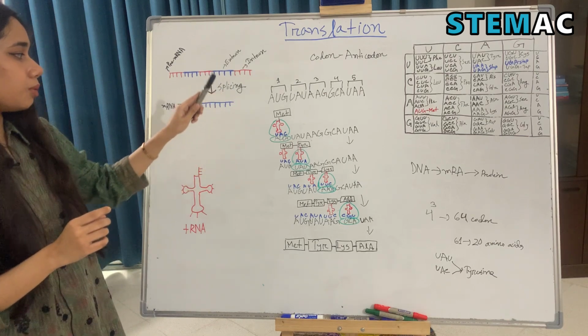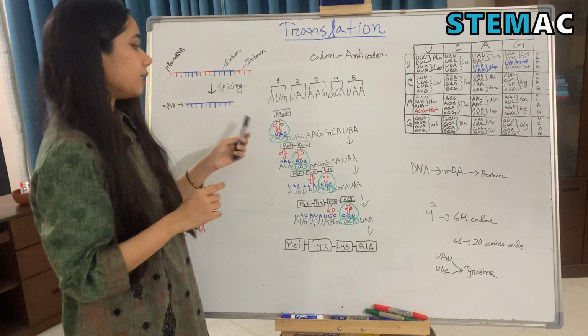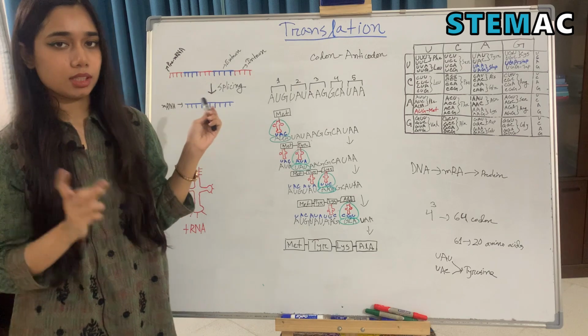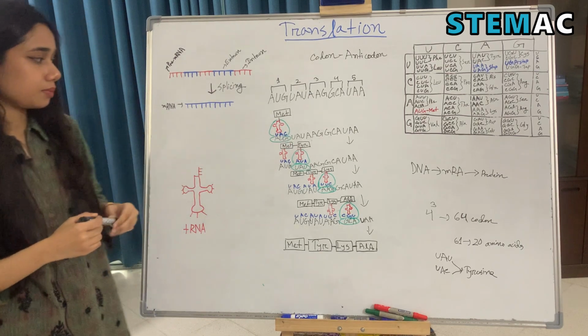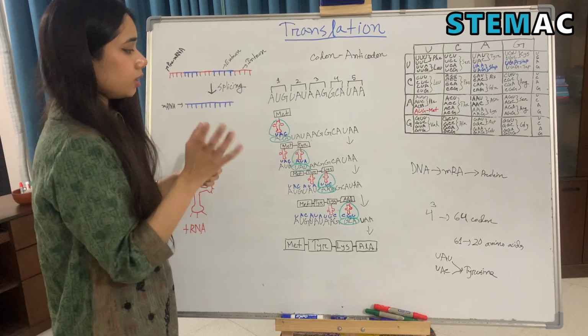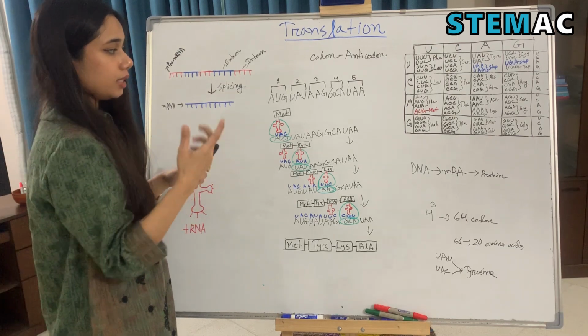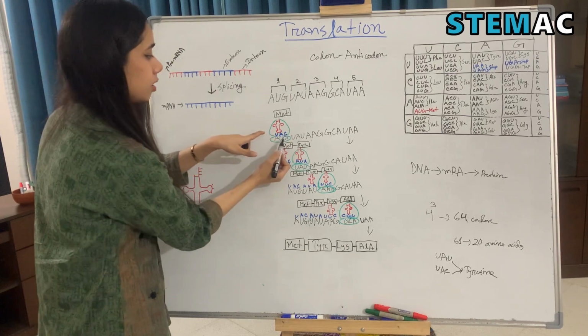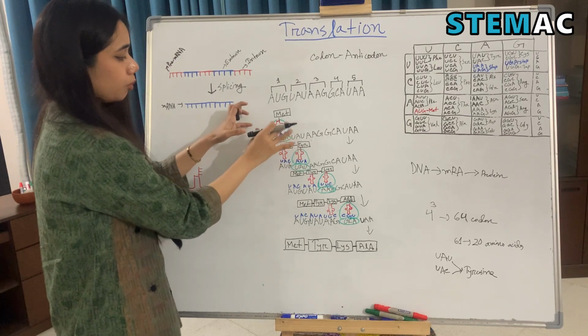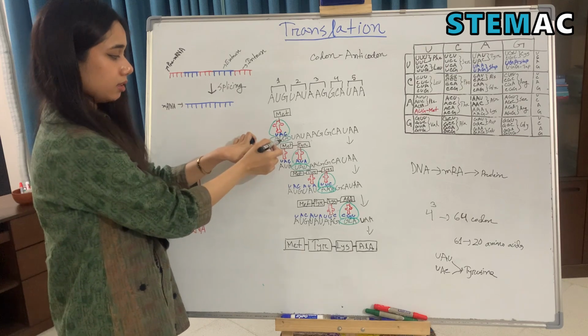For the translation process to begin, we will need 2 ribosomal units, a small ribosomal unit and a large ribosomal unit. For the translation to start, we will need the start codon, which is the AUG. And at this start codon, the small ribosomal unit will come and bind to the start codon.